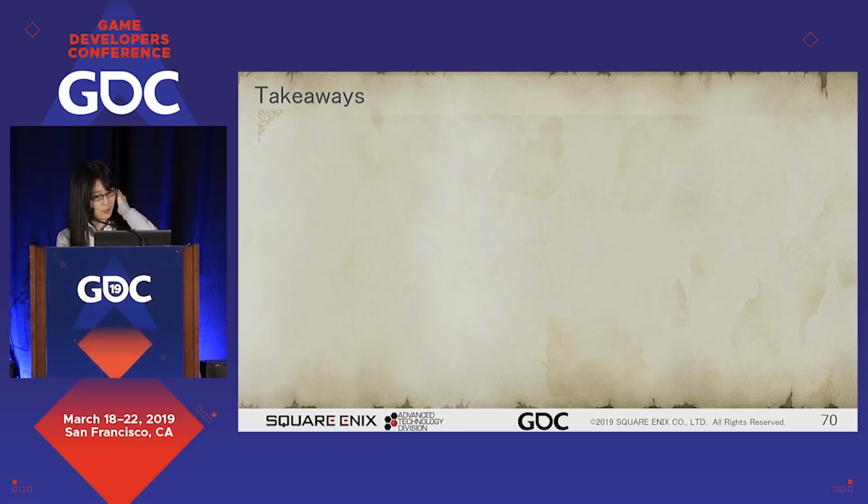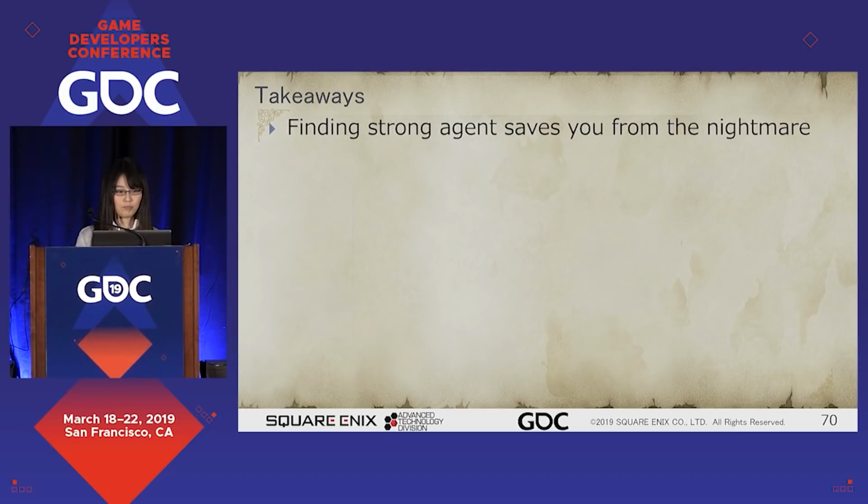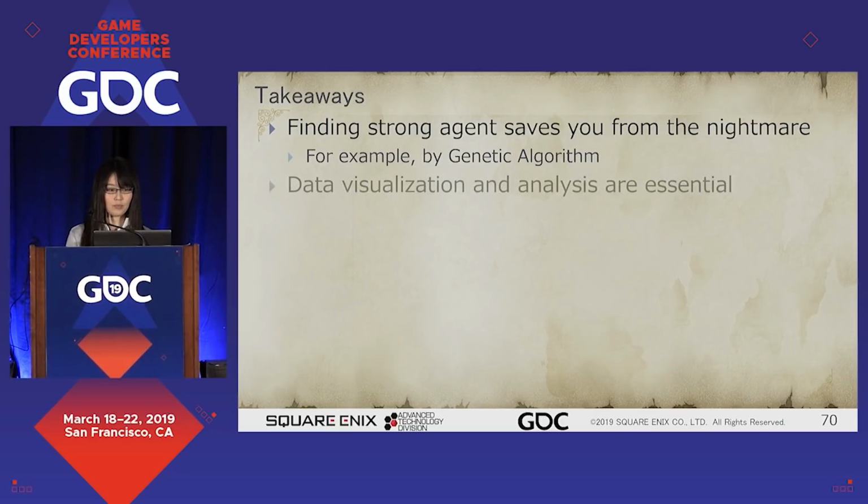Let's wrap up the presentation with takeaways. If you want to balance a game with a nightmare amount of data, finding the strongest elements of your game will help you. Today, I introduced genetic algorithm, but it's only one of the methods to find strong elements. No matter the method you use, we recommend data visualization and analysis to understand the strength of the strongest elements.